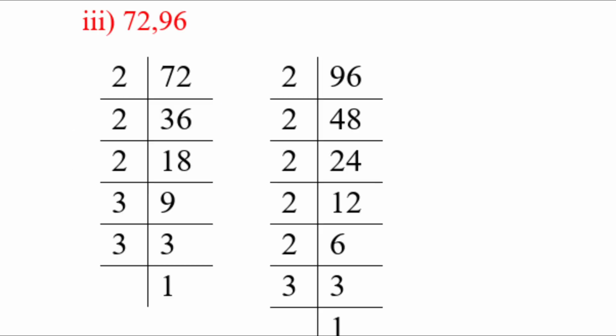Now the third example is 72 and 96. 72 can be divided by 2, that is 2 3s are 6 and 2 6s are 12. Then 2 1s are 2, 2 8s are 16, then 2 9s are 18, 3 3s are 9 and 3 1s are 3. And for 96, 2 4s are 8, 1 remains, 2 8s are 16, then 2 2s are 4, 2 4s are 8, then 2 1s are 2, 2 2s are 4, then 2 6s are 12, 2 3s are 6 and 3 1s are 3.